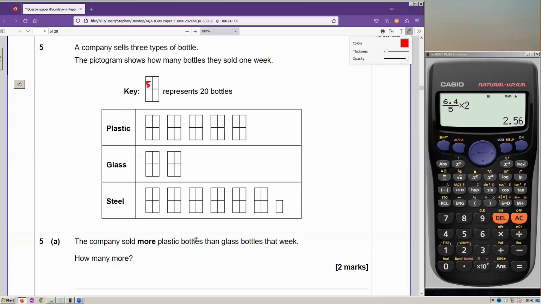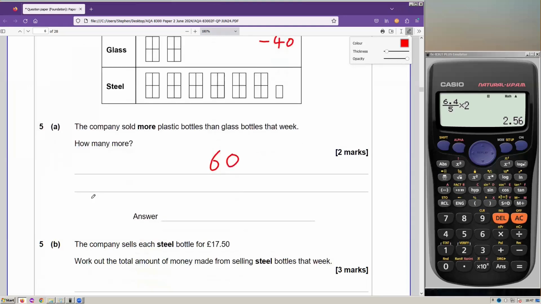The company sold more plastic bottles than glass bottles that week. How many more? Well, it's 2 marks, so they want to see some working. We've got 20, 40, 60, 80, 100. This is 100 here. That's the plastic. If we take away the number of glass bottles, we're going to end up with our value. So this is 20, 40, minus 40. 100, take away 40 is 60. So it's 2 marks. So we've shown some working and we've given the answer. And to put it there, better put it in the right place.